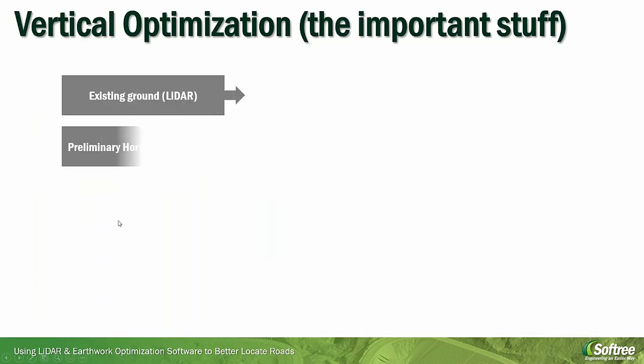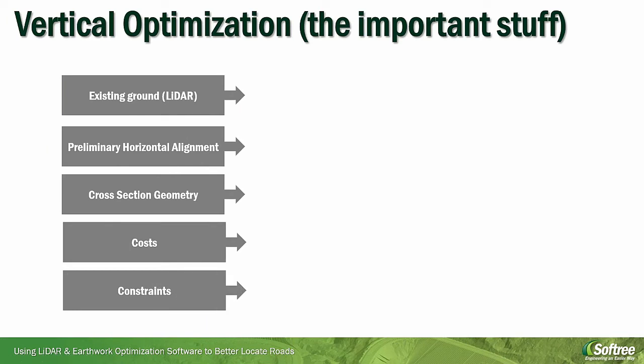Okay, the key component of this, as I mentioned, is the vertical optimization, and it requires a little bit of setting up, but not a lot. You take existing ground, you take the preliminary horizontal alignment. Of course, you've got a cross-section geometry, which could be quite detailed. It could have all sorts of logic in it for things like retaining walls or variable cut-fill slopes, all sorts of things. You set that up.